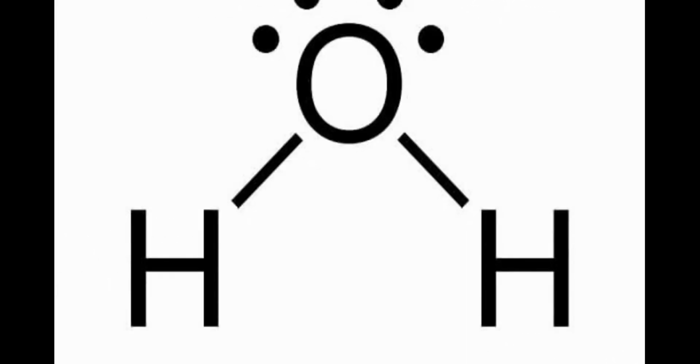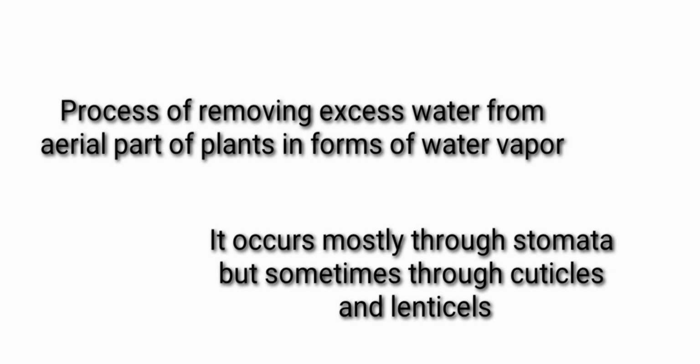The next function of the leaf is transpiration. Transpiration is the process of removing excess water from the aerial parts of the plant in the form of water vapor. It usually occurs through the stomata, where the gas exchange takes place. In some cases, it takes place through the cuticle.